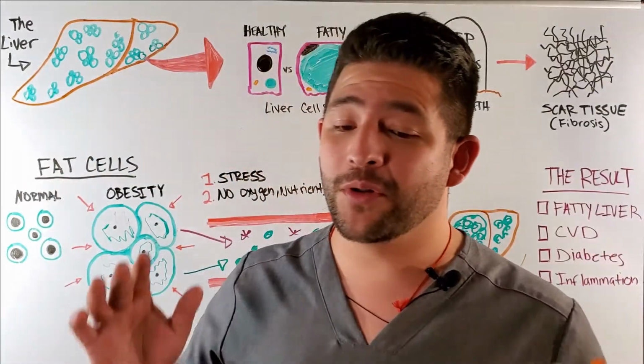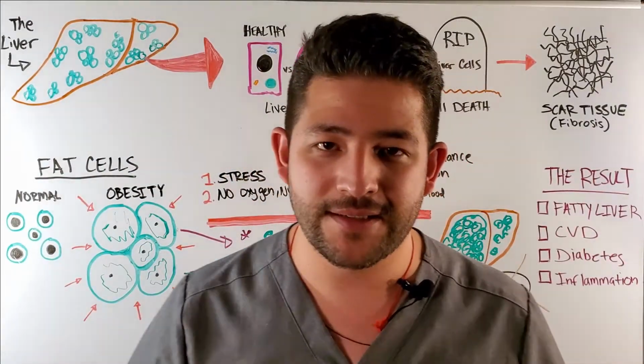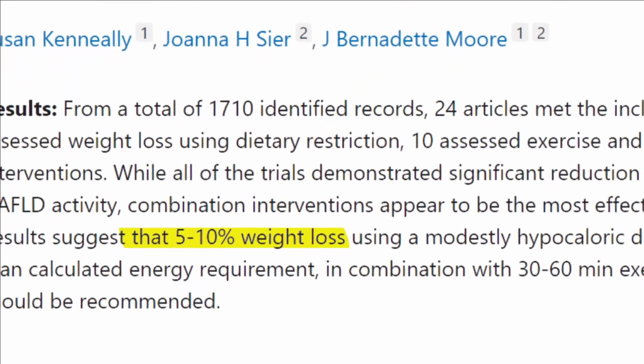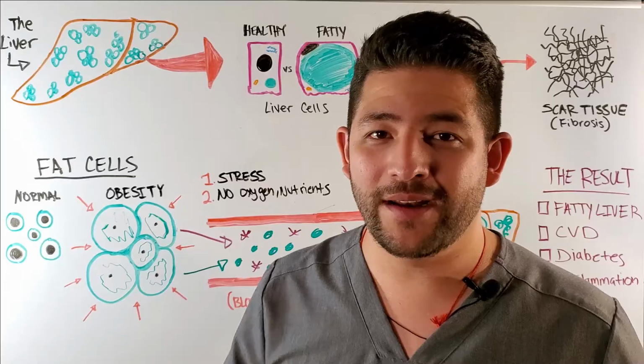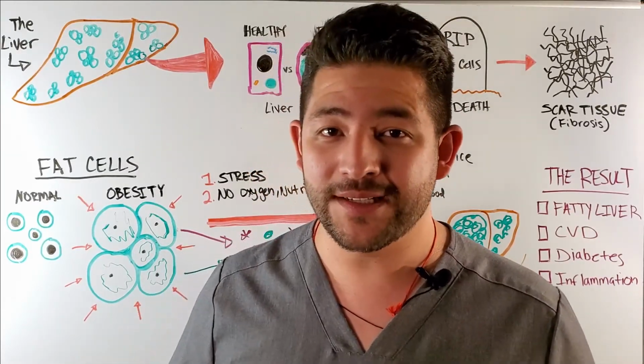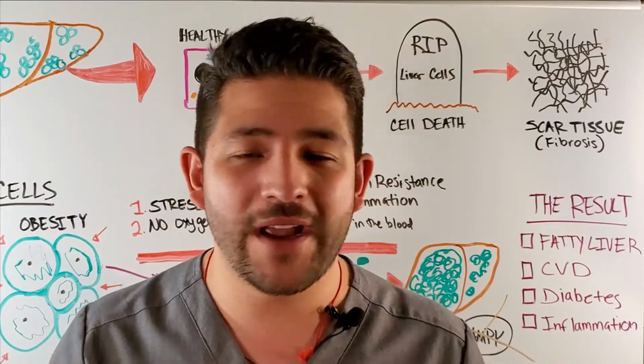Now, for many people, losing weight can be a very daunting task, but remember, you only need to lose between 5 to 10% of your total body weight in order to see significant improvements in your fatty liver disease. And 5 to 10% is very doable.